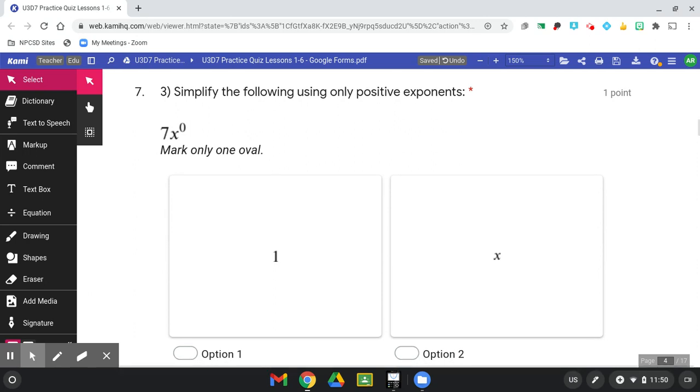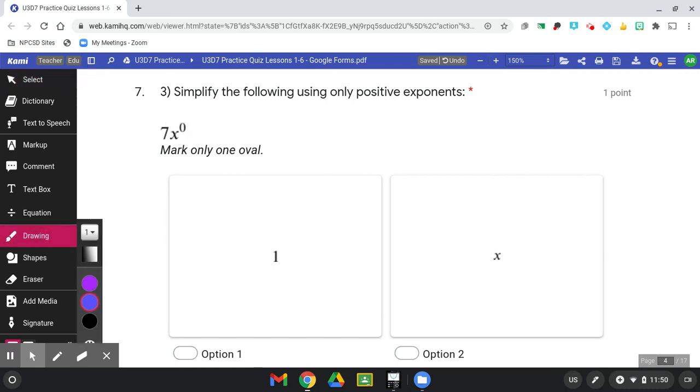Number 3. Okay, we know that an exponent only goes with what comes directly in front of it. So that means the x to the 0 is equal to 1, and 7 times 1 is 7.